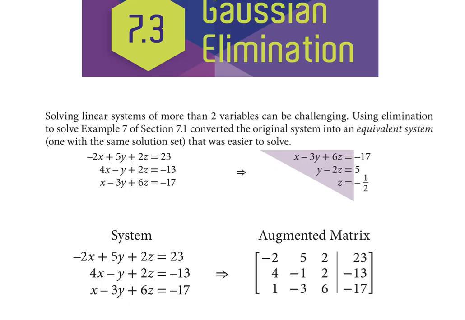So solving linear systems with more than two variables can be challenging, obviously. Using elimination is what we did last section. Basically with elimination, you find one variable and then you back it into the others. The Gaussian method of elimination does that, but you use matrices. So you basically zero out everything except for one variable, and then when you find that one variable, you back it into the others. Okay, which is the same concept.